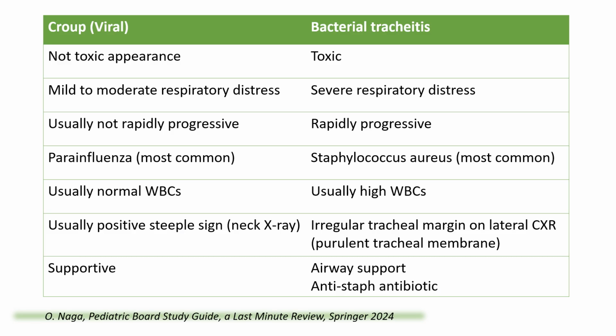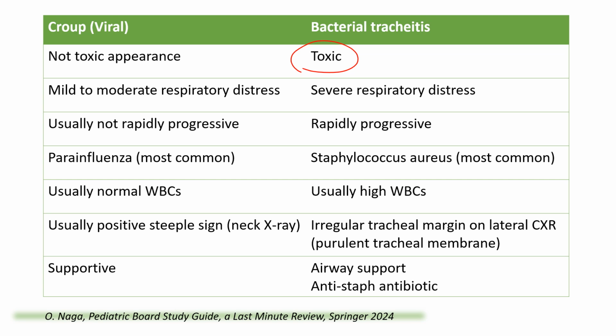It is critical to be able to differentiate croup, which is viral, from bacterial tracheitis, which is bacterial. In case of croup, the child will not have a toxic appearance. In case of bacterial tracheitis, the child will look toxic and very ill.